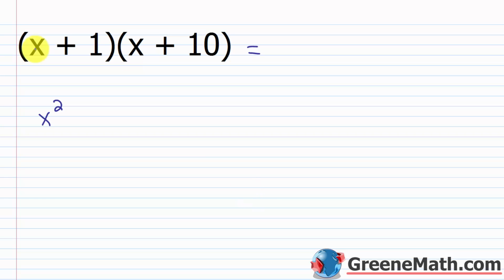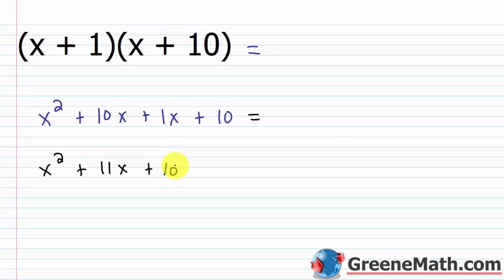Then the outer, you have x times 10, which is just plus 10x. The inner, you have 1 times x, which is plus 1x. And the last is 1 times 10, which is just plus 10. So we combine like terms here. We have 10x plus 1x. So we're going to end up with x squared plus 11x plus 10.